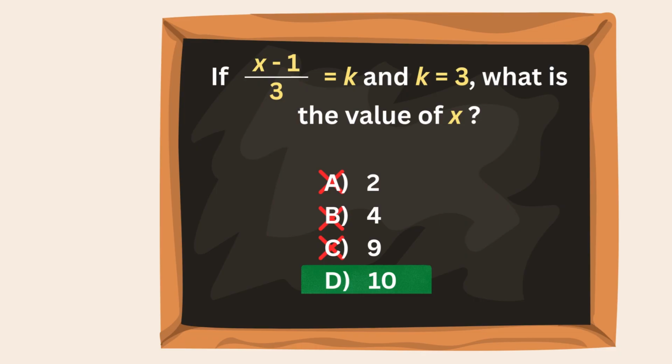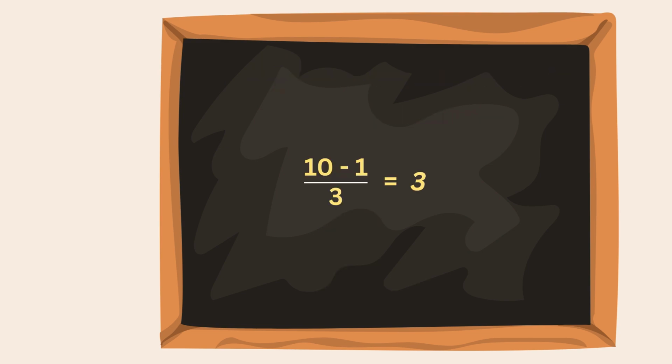Choices A, B, and C are incorrect because the result of subtracting 1 from these values and dividing by 3 is not the given value of k. Let's check our answer by plugging in 10 for x. 10 minus 1 is 9, and 9 divided by 3 is equal to 3. Perfect, it works.